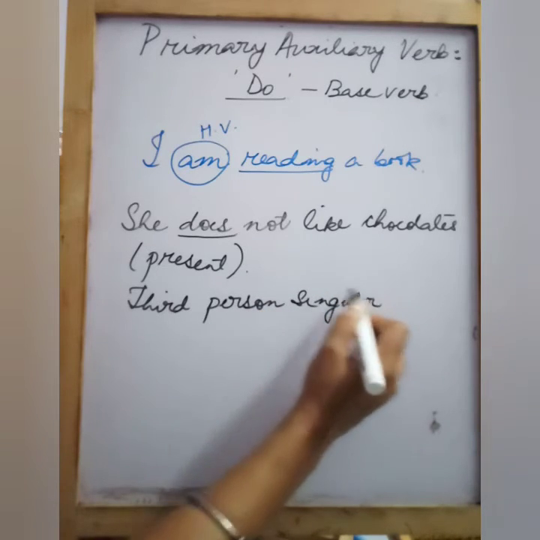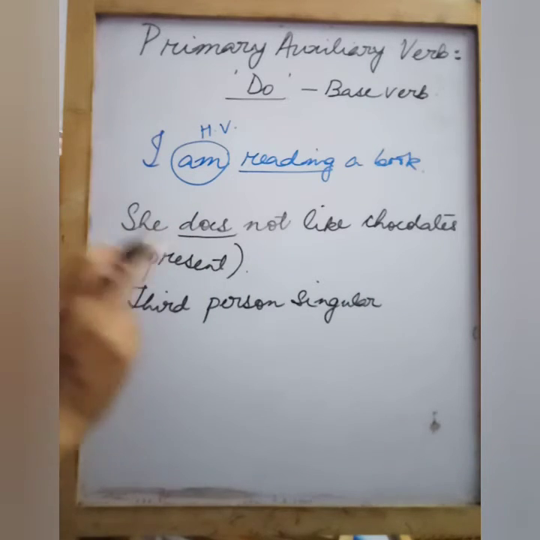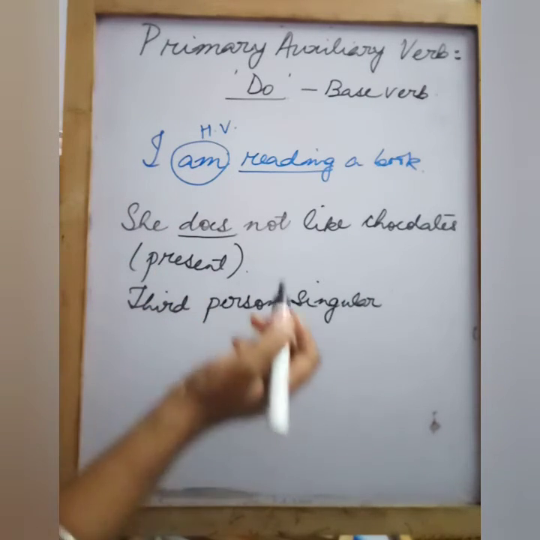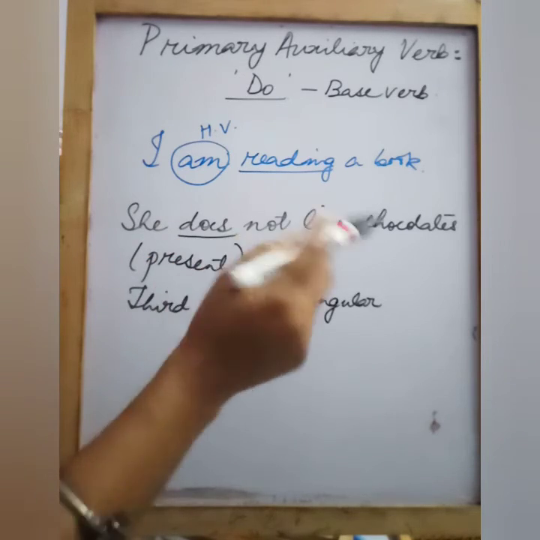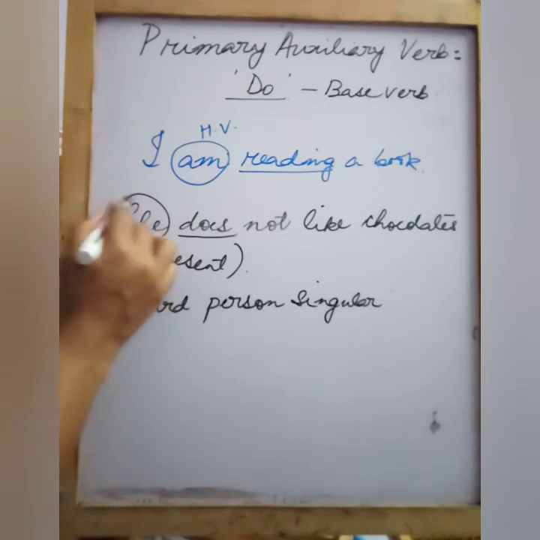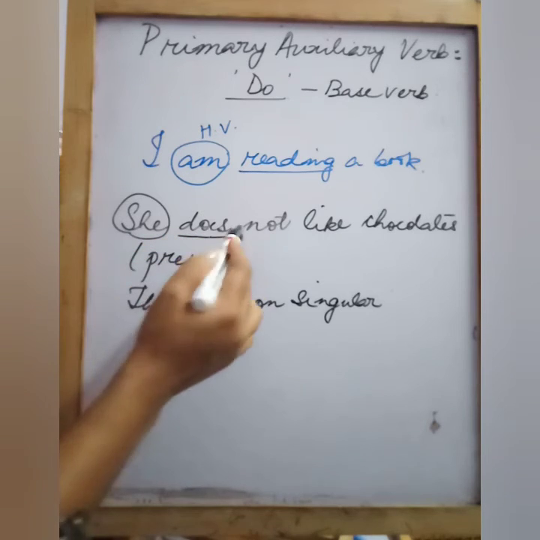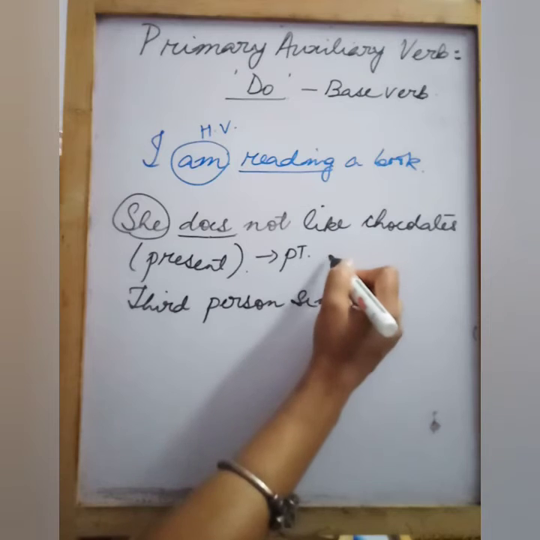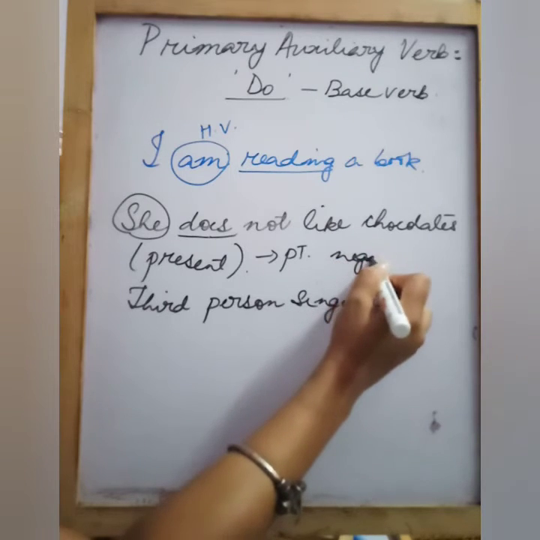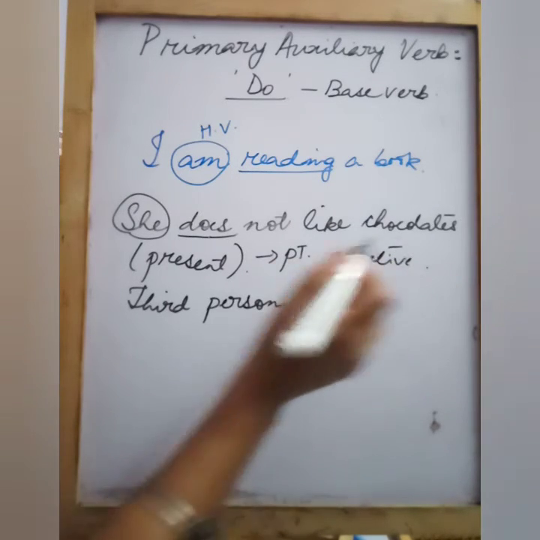If it is the third person plural, suppose they, then we cannot use does. We will use do. They do not like chocolates. But when it is third person singular, we will use does. So it is in the present tense as well as a negative sentence. She does not like chocolates.